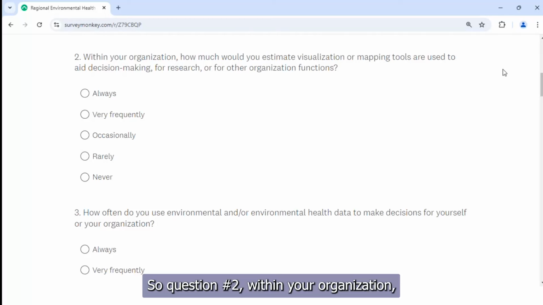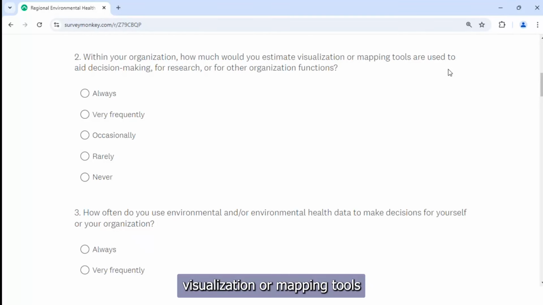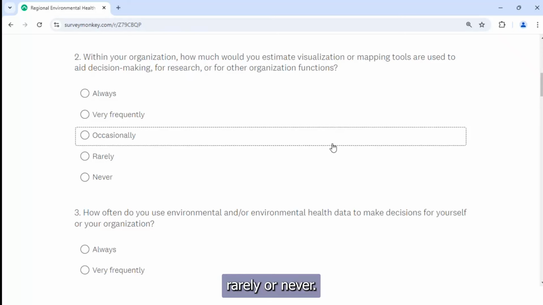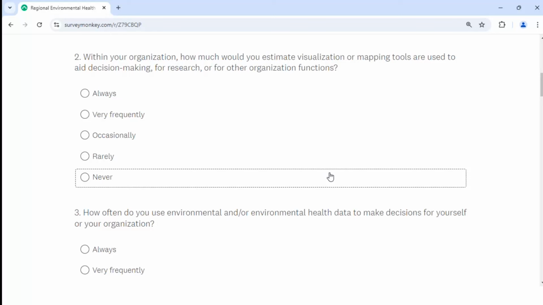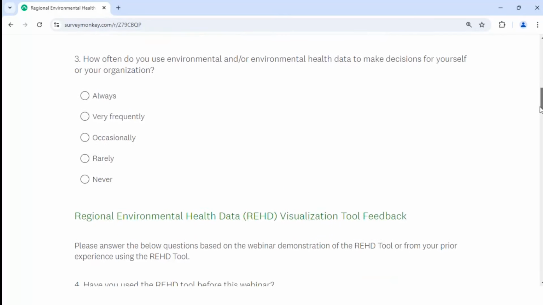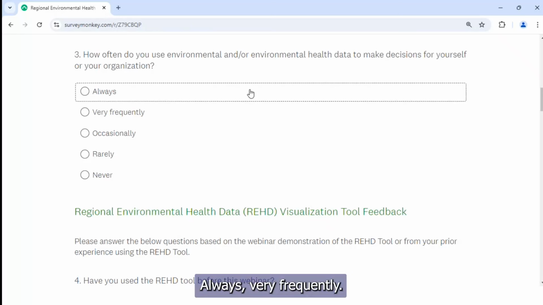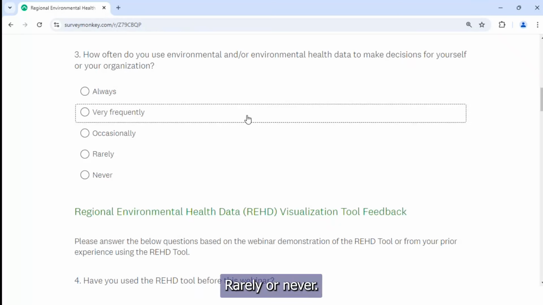So question 2, within your organization, how much would you estimate visualization or mapping tools are used to aid decision-making for research or for other organization functions? Always, very frequently, occasionally, rarely, or never. Question 3, how often do you use environmental and/or environmental health data to make decisions for yourself and for your organization? Always, very frequently, occasionally, rarely, or never.